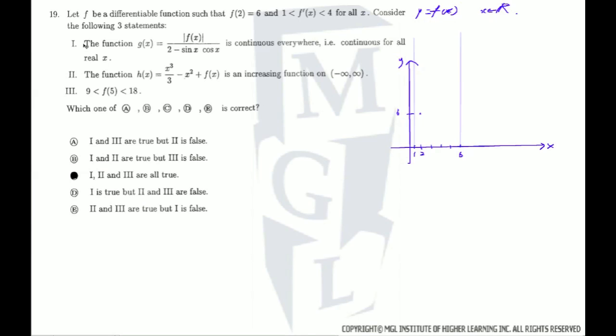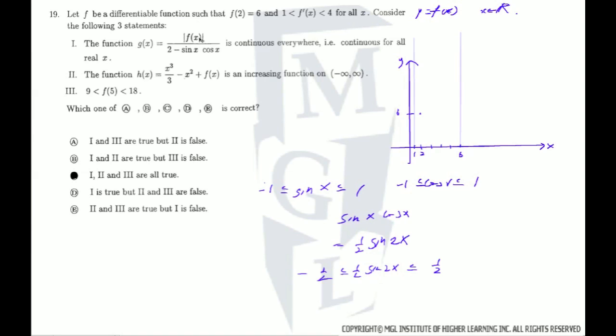Okay, let's analyze the first statement. The function is continuous everywhere. Okay, so the only place that it would not be continuous is if the bottom is equal to 0. However, sine of x and cosine of x range from -1 to 1. So the product, right? Actually, using a double angle formula, this is equal to half of sine of 2x. You can see it will range from half to minus half. So if you do 2 minus any number between half and minus half, it will never equal 0.